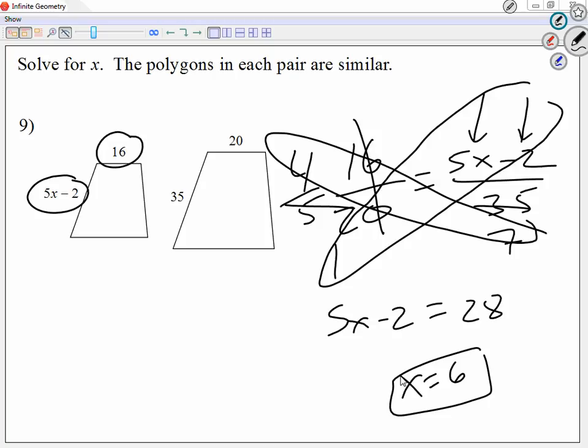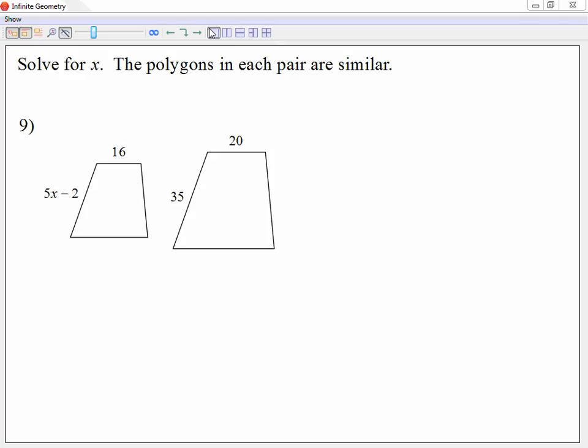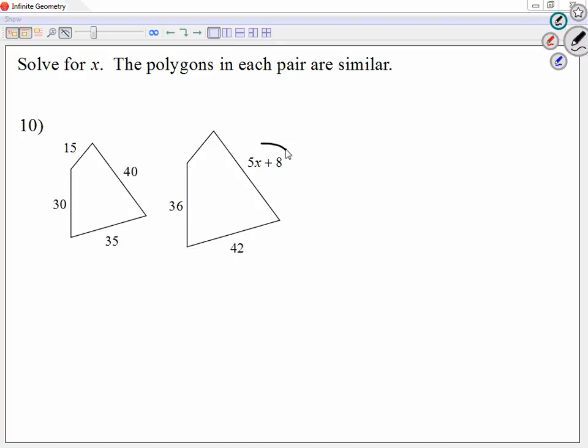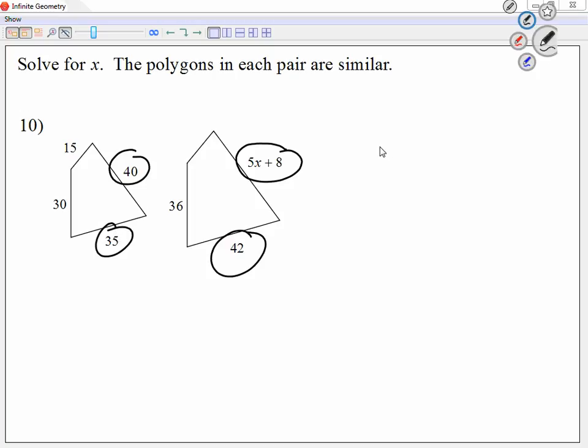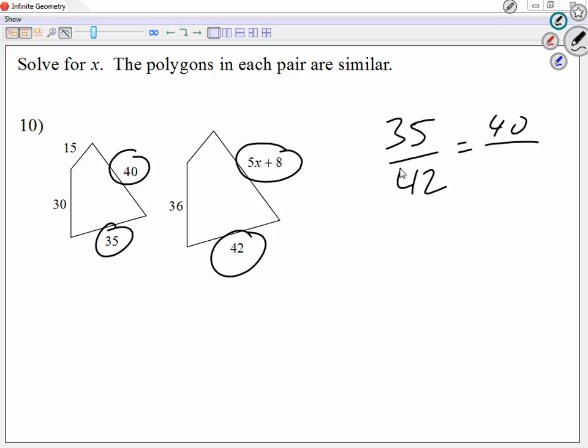Any questions up until 12? Number 10. Looking at number 10, I have more than two sides for each figure. On one side, I'm going to get 5x plus 2, 5x plus 8, and 42. The corresponding sides on the other figure are 40 and 35. I only need two per figure. So from the figure at the left, I'm going to write 35 is smaller than 40. From the figure at the right, I'm going to say that 42 is smaller than 5x plus 8.